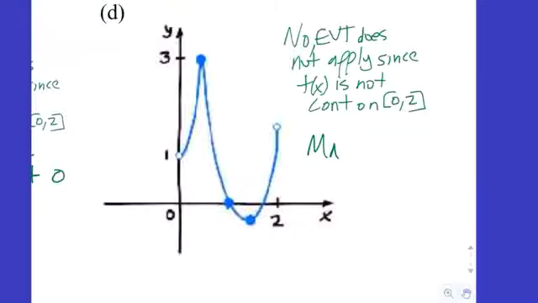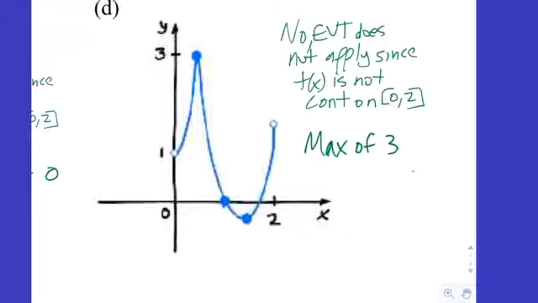Yes, we have a max of 3, and we don't know what the x value is. And do we have a min? Yeah, we have a min, and we're not sure what the minimum value is either or where it occurs. But there is definitely a low point, and there is definitely a high point. So that's about as good as we can get without having more information. So again, the EVT did not apply, but yet it still had a max or a min.